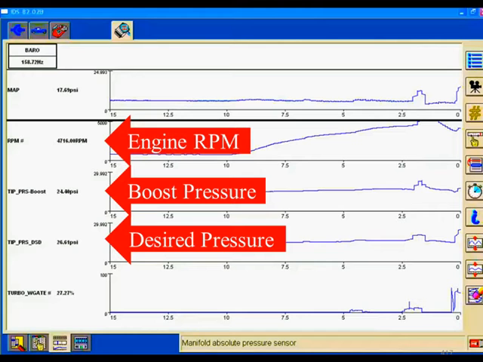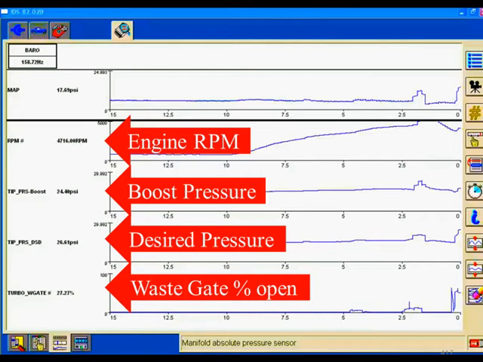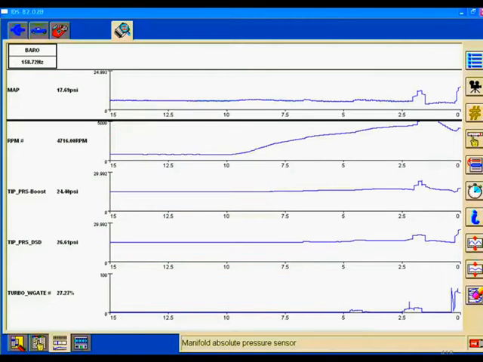It's not to control the boost pressure. The wastegate at the bottom is what controls the boost pressure, and it's in percentage of open. As an example, 0% would indicate that it's completely closed. In our scan screen, we can see that RPM is ever increasing. It's going up there from the halfway mark over to the right.